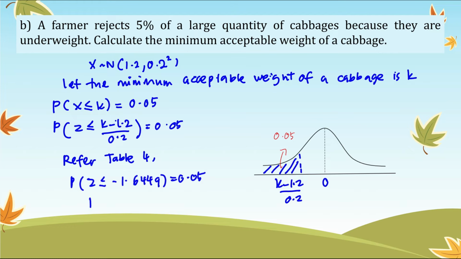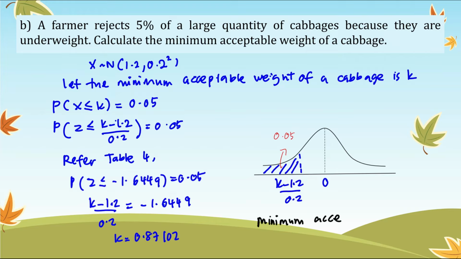Now we can proceed to find K. So K minus 1.2 over 0.2 equals negative 1.6449. K will be 0.87102. We can write the conclusion. Minimum acceptable weight of a cabbage is 0.87 kilogram. Don't forget to write down the units. Okay, kilogram.